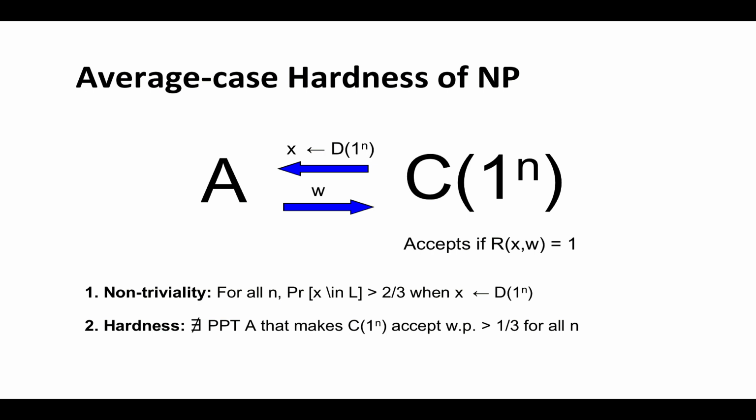And for this language to be hard on average, we require two conditions. The first one is a non-triviality condition, which is that whenever C samples this X, with probability at least 2/3, the instance is indeed in the language and therefore has a witness. And the hardness condition, just rephrasing what we said before: there doesn't exist a polynomial time attacker that manages to convince the challenger with probability greater than 1/3. Does that make sense? Okay, so this is a game-based way of defining what it means for a language to be hard on average.